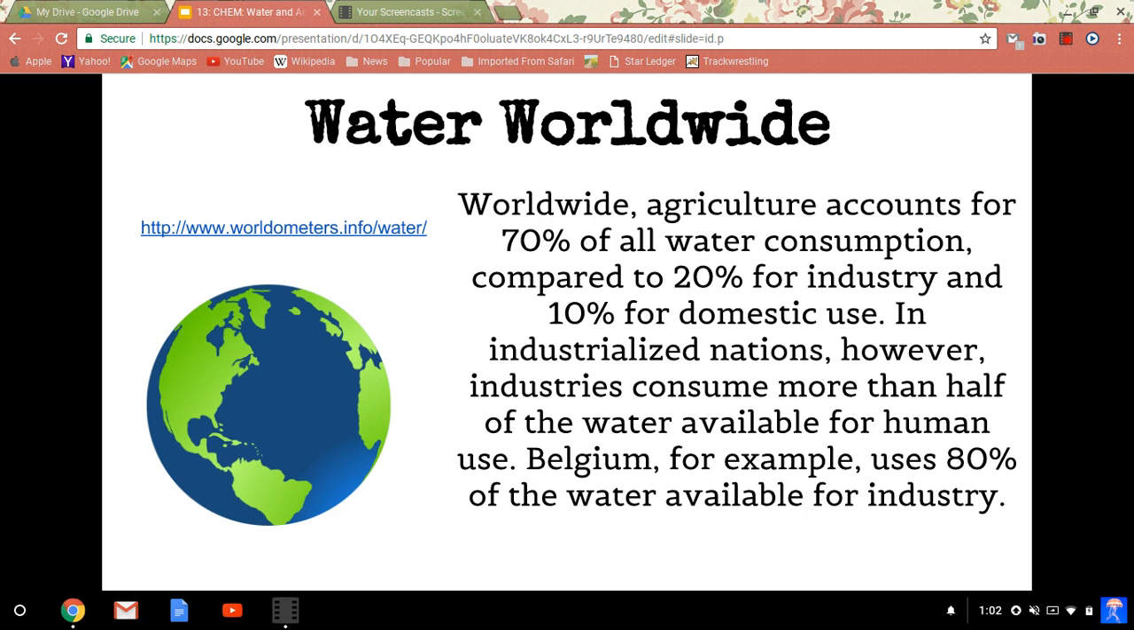In industrial nations like ours, industries consume more than half of the water available for human use. So think about all the animals for agricultural use, watering plants for agricultural use, and industry. We talked about power plants, domestic uses, all the things that we use it for. So drinking water, showering, going to the bathroom, all of that stuff accounts for water use as well.